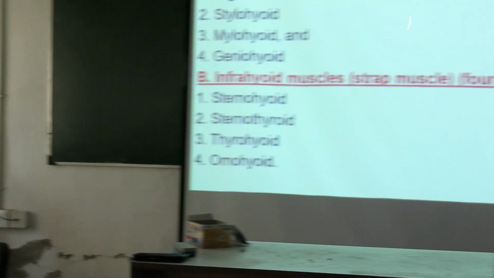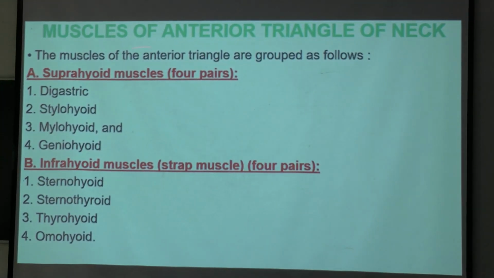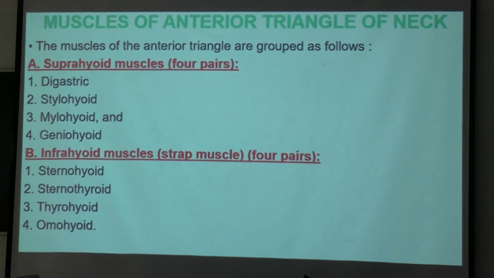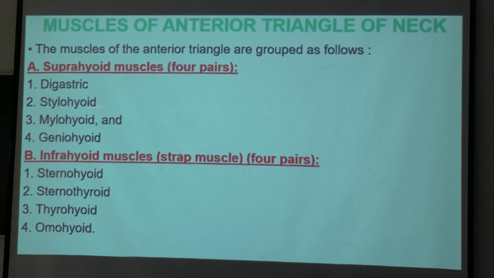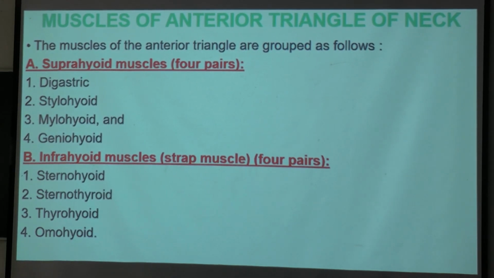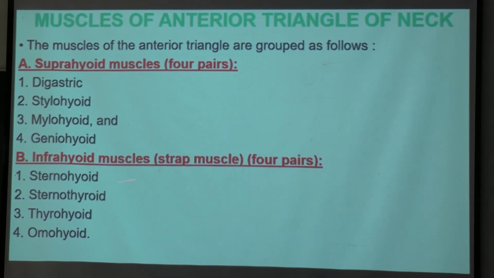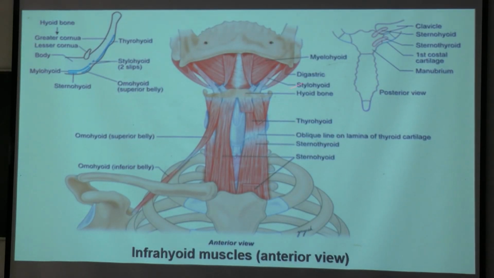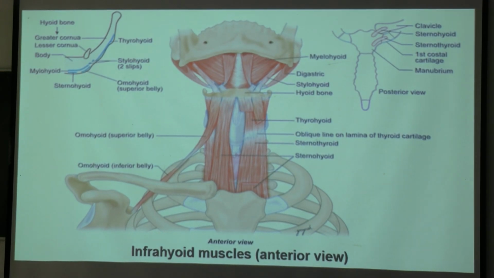Okay, so suprahyoid muscles and infrahyoid muscles. Suprahyoid four pairs, infrahyoid four pairs. Infrahyoid muscles are known as strap muscles. Suprahyoid muscles are digastric, stylohyoid, mylohyoid, and geniohyoid. And infrahyoid muscles are sternohyoid, sternothyroid, thyrohyoid, omohyoid. Okay, understood? See here are the suprahyoid. This is the hyoid bone. So above the hyoid will be suprahyoid muscles. Below the hyoid will be infrahyoid muscles. Suprahyoid muscles are the digastric, stylohyoid, mylohyoid, and geniohyoid. Okay, geniohyoid is in the deeper plane.